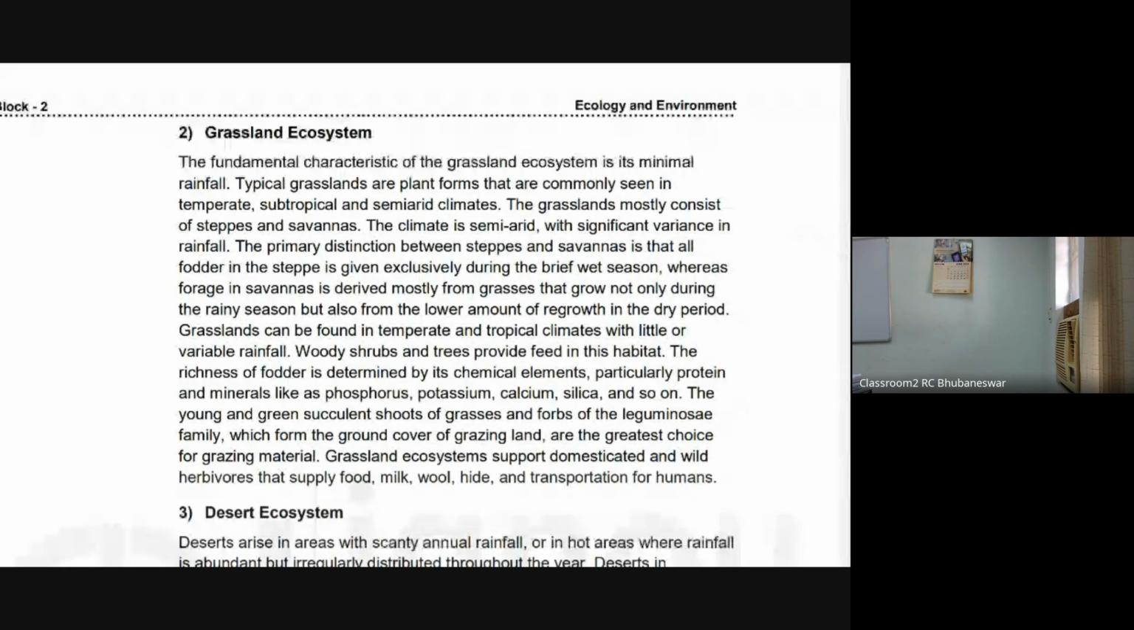So, what are the fundamental characteristics of these kinds of grasslands? They receive very little rainfall. Typical grasslands are mostly grasses, and the height of the grasses depends upon the soil's quality. Sometimes the height of the grasses of steppe grassland exceeds 5 to 10 meters. So it depends upon the climatic condition and the soil's fertility.